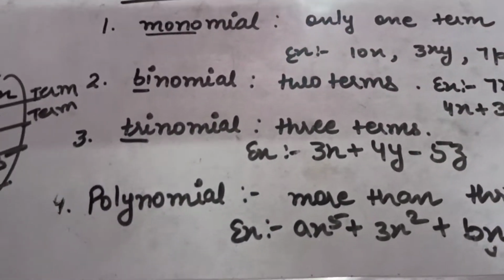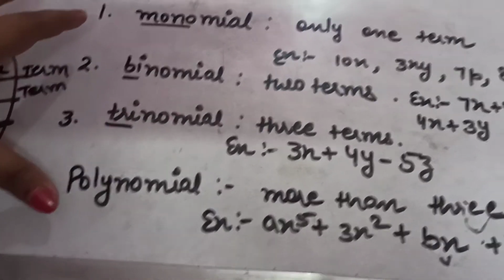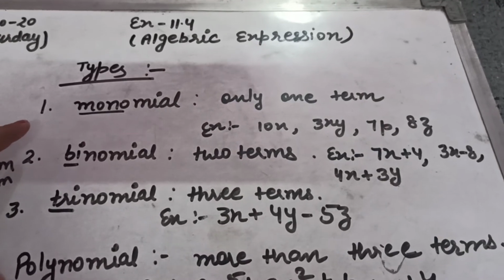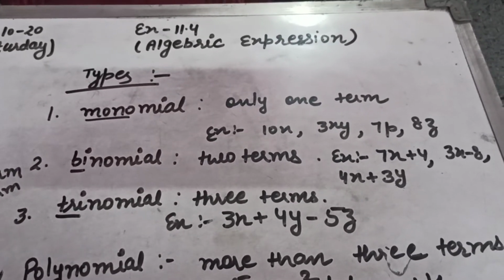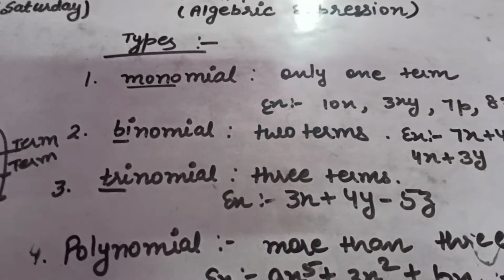Clear? What is a term? What do you mean by algebraic expressions? What are variables, numbers, operations, and types of expressions?